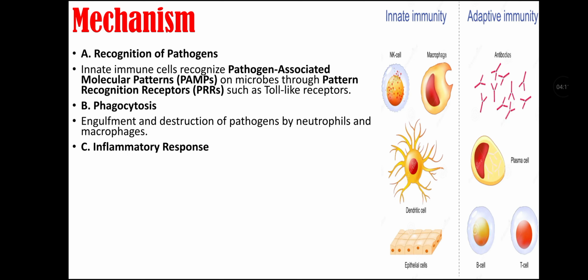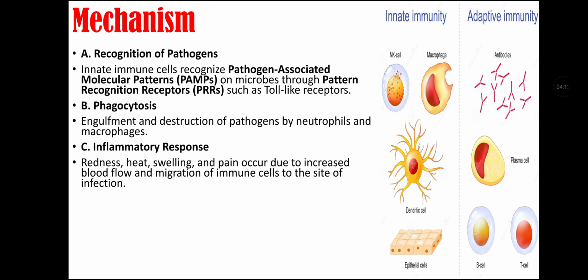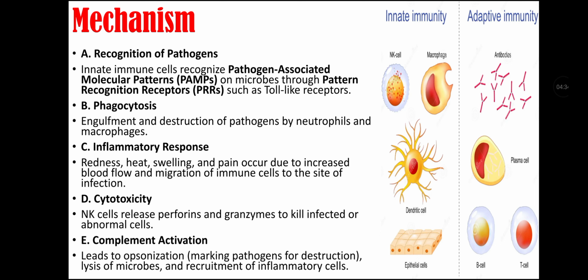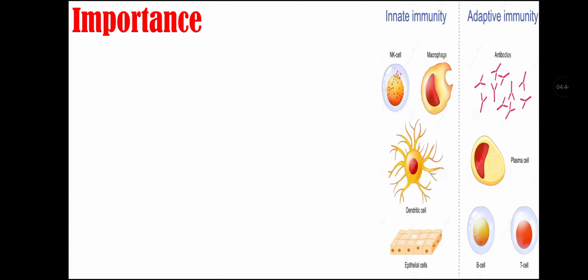Third step is inflammatory response, that is redness, heat, swelling and pain that occur due to increased blood flow and migration of immune cells to the site of infection. Fourth step is cytotoxicity, as natural killer cells release perforins and enzymes to kill infected or abnormal cells. Fifth step is complement activation that leads to opsonization, that is marking of pathogens for destruction and lysis of microbes and recruitment of inflammatory cells.